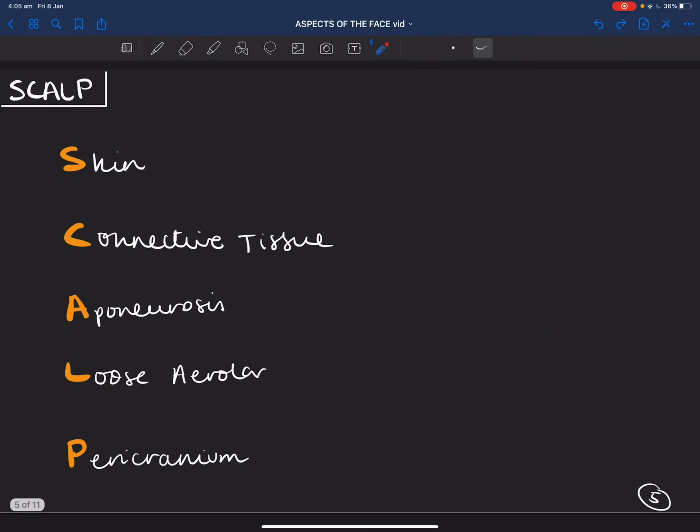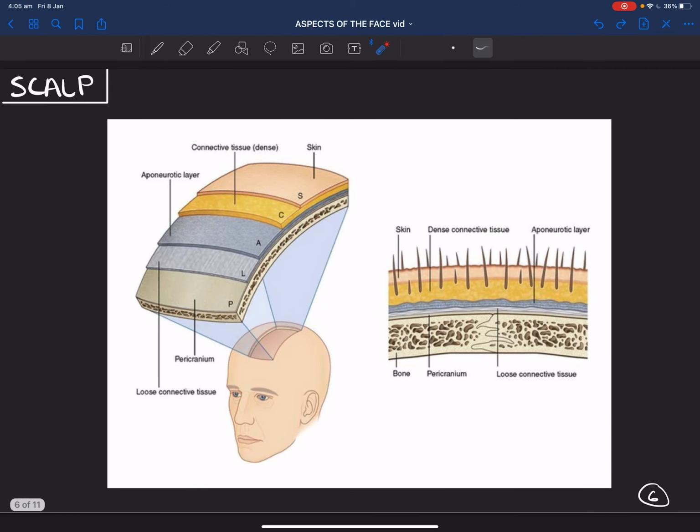So that's how your face is divided in different ways. Okay, now let's look at the scalp. I'm going to show you this picture because it's going to help you understand it a little better. The scalp is made up of 5 distinct layers, and it's not just skin with hair on top of it like most people think.